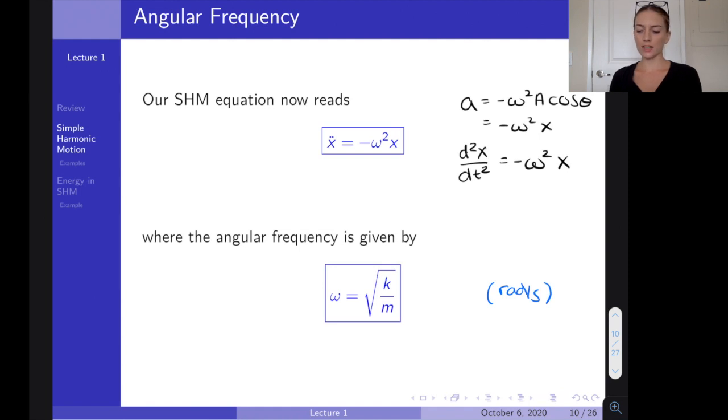All right, so today we're going to finish up chapter 14. We're mostly going to be looking at applications of simple harmonic motion and some more physically realistic situations. There's one thing I just want to clarify first from the previous lecture.